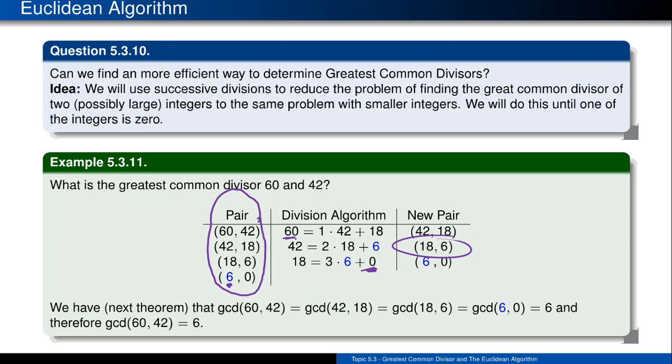I initially start with 60 and 42, and then I'm going to look at the 42 and the 18. Likewise, the 42 and the 18 is then going to move into the 18 and 6. So that's the idea in this process: I'm going to continually bring about smaller pairs up until the stage that I have a pair that's really easy to work with. In this case, the pair 6, 0, I immediately know that the greatest common divisor there is going to be 6, and I just run that all the way back and say, okay, the initial pair that I was working with has a GCD of 6.